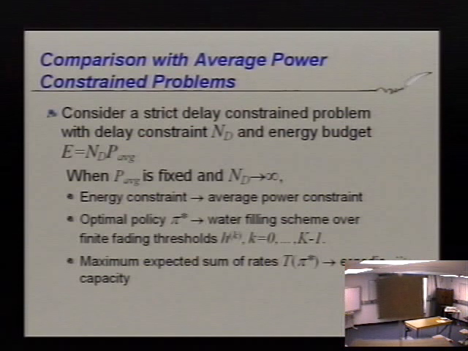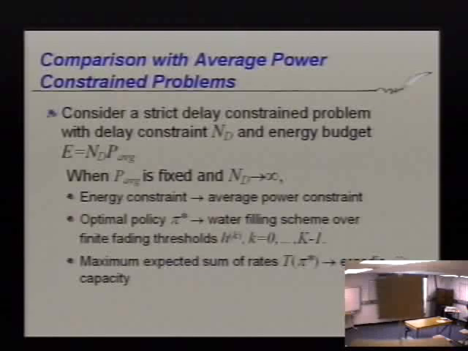And the optimal transmission policy tends to be a stationary policy, which is actually the water-filling scheme over the finite fading states. And our maximum expected sum of rates approaches the ergodic capacity.